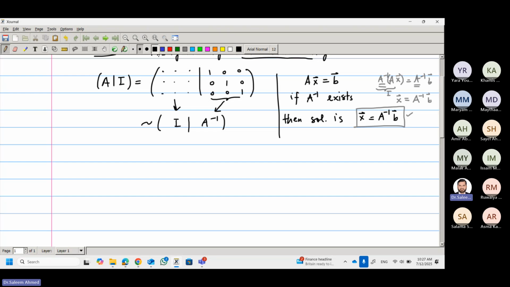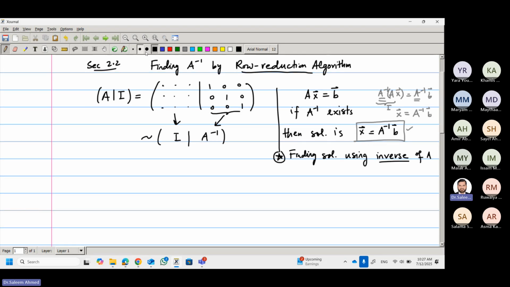So you can say that this is finding the solution using the inverse method, or inverse of A. So using the inverse of A, how you can find the solution. So this is the second thing in this section. The first thing was finding A inverse basically.